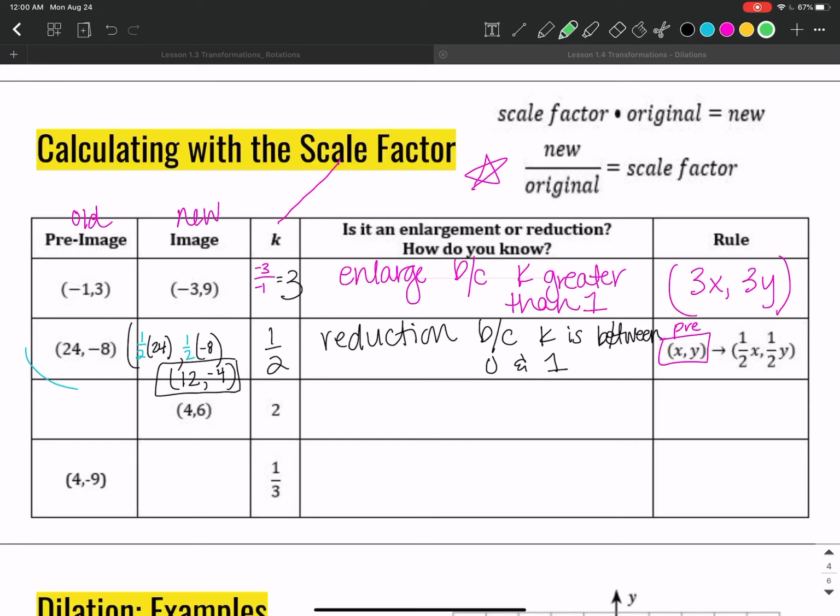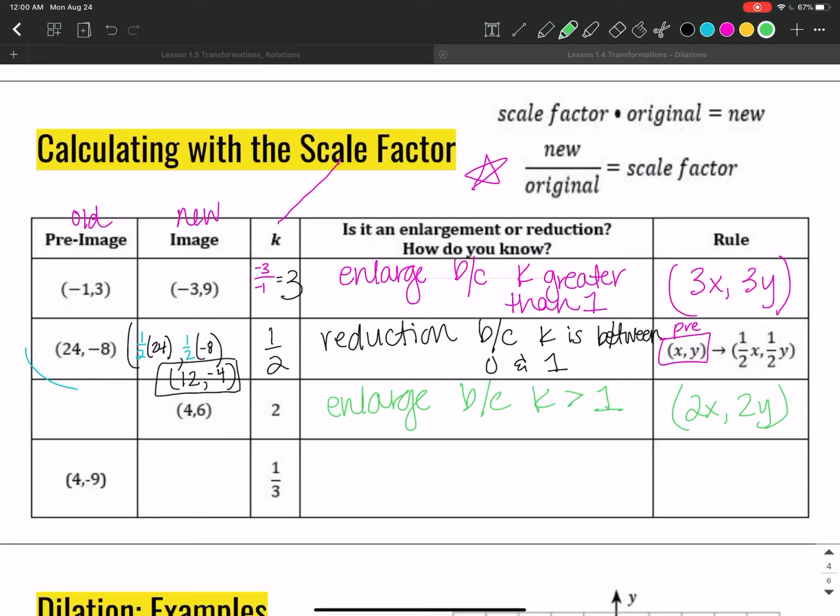All right, let's look at this one. So notice how we have the new, and we need to go backwards. So we have the scale factor here. If my scale factor is a 2, that means it got enlarged. So we got bigger because k is greater than 1. And our rule would have been 2x, 2y. But remember, we have to go in reverse because this is our new one. The 4, 6 are new, and we've got to go in reverse.